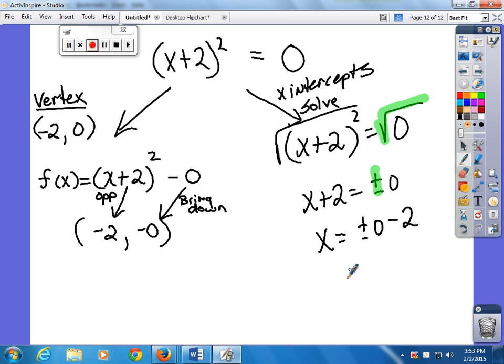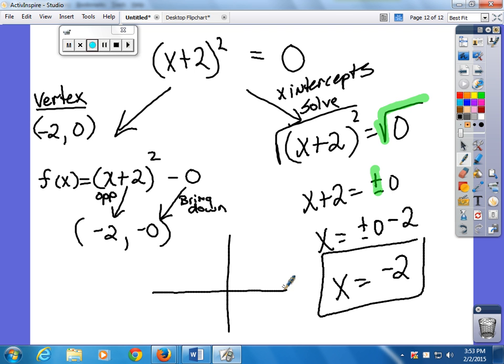In this case, it's what? X is equal to 0 minus 2, which is negative 2. So this is your x-intercept. So your graph looks like this because your vertex and your x-intercept are the same thing.